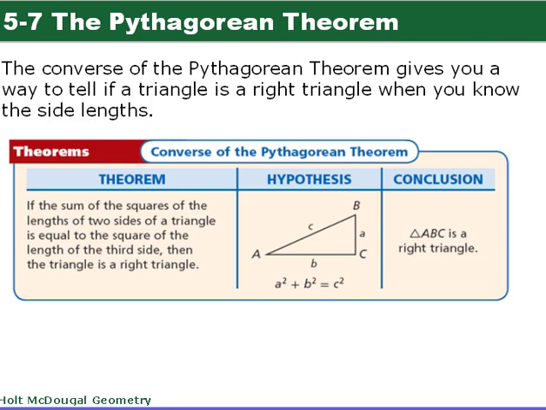All right, so now we're going to look at the converse of the Pythagorean theorem. The Pythagorean theorem says if you have a right triangle, then a squared plus b squared equals c squared. The converse of that says if a squared plus b squared equals c squared, then you know you have a right triangle. That can be very useful if you're out building something and want to make sure you've made a right angle. You can use the Pythagorean theorem. If it works, then you know that you do have a right angle.